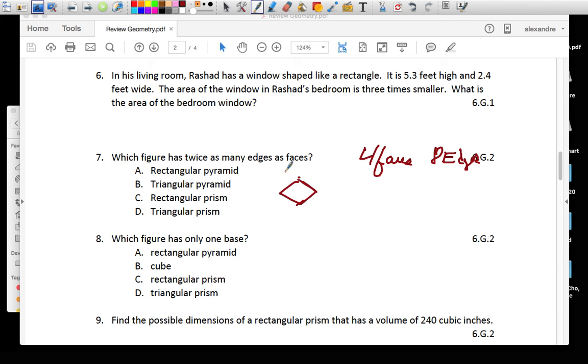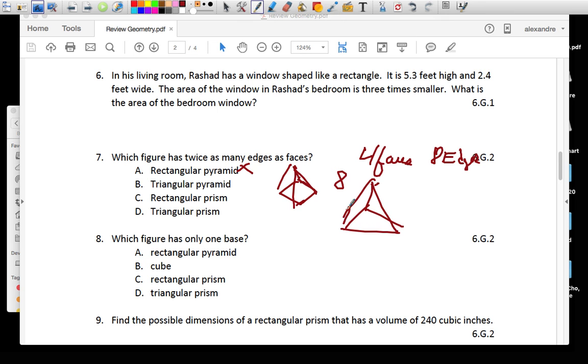Okay, and it has how many edges? Well, 1, 2, 3, 4, 5, 6, 7, 8. 8 edges. And how many faces does it have? It has 1, 2, 3, 4, because they're 4 and 5 and 5. So that's not this one. A triangular pyramid. That looks something like this.